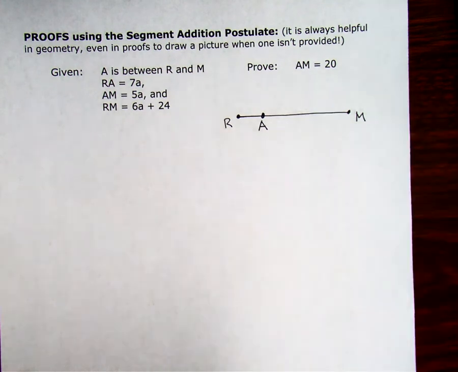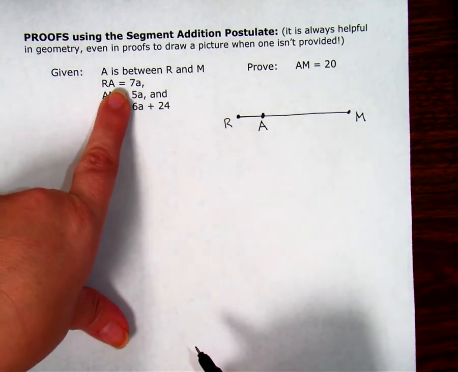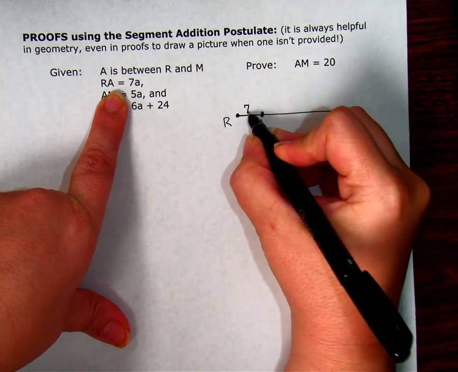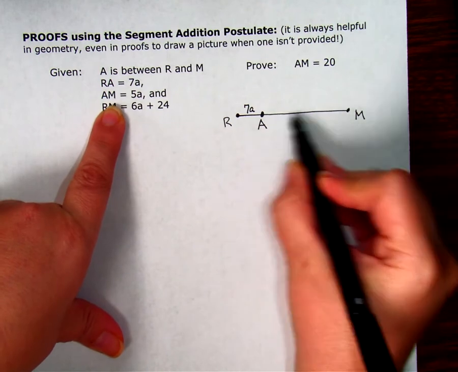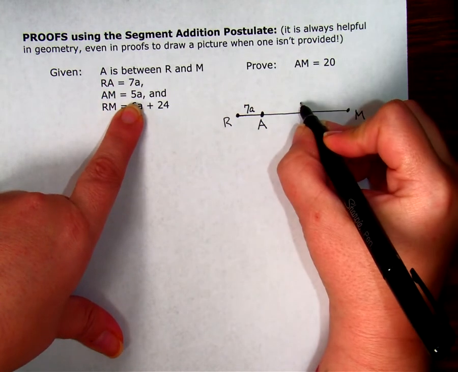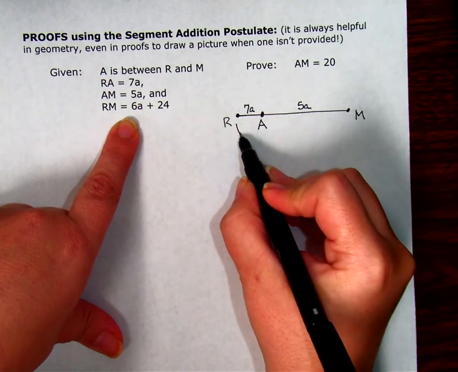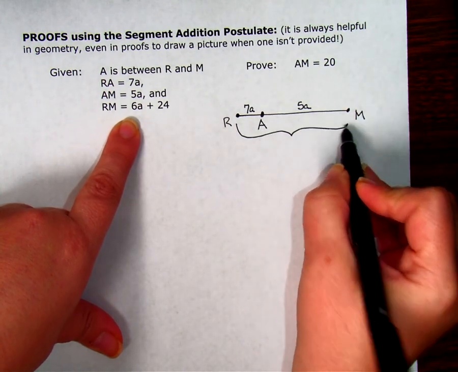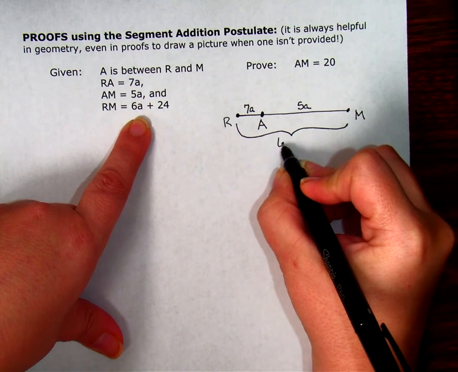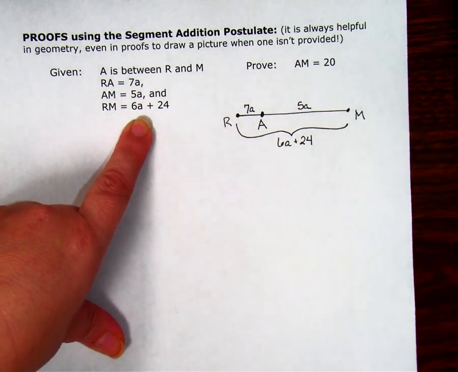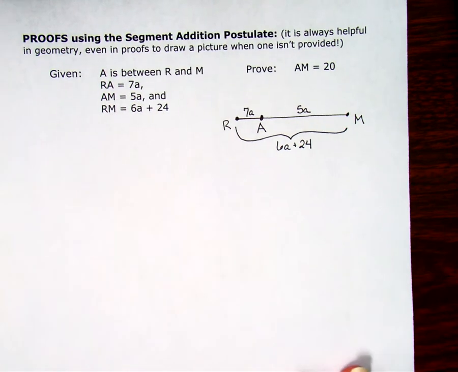A. All right. Then my next given statement says R to A is 7a. So from R to A is 7a, from A to M is 5a, and from R to M is 6a plus 24. Okay, so now that I have my picture drawn, I can start my proof.